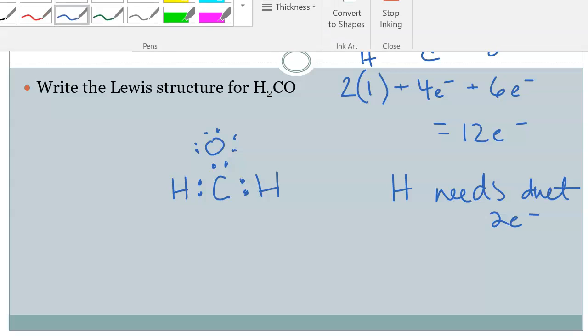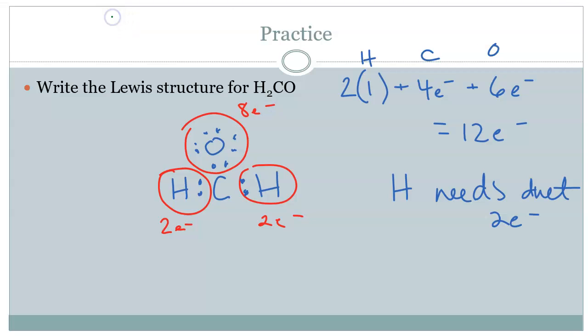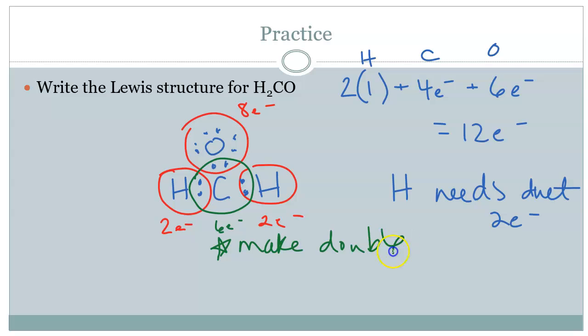If we make sure that everything's happy, hydrogen's good because it has 2 electrons. This hydrogen's good, it has 2 electrons. And oxygen is good because it has 8 electrons. When we look at carbon, however, carbon, the central atom, has only 6 electrons. So we need to make a double bond. What we'll do is take some electrons from oxygen and move them into the center.